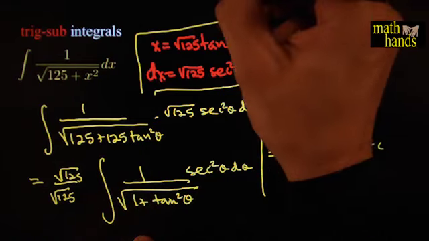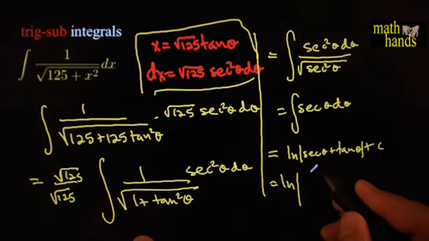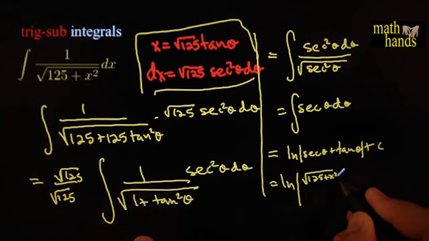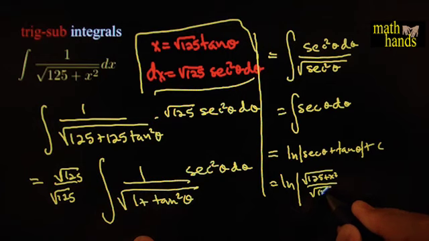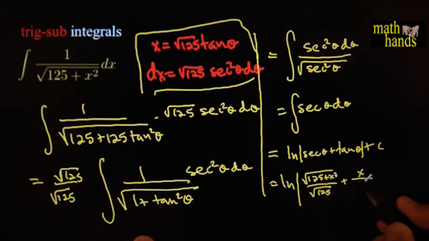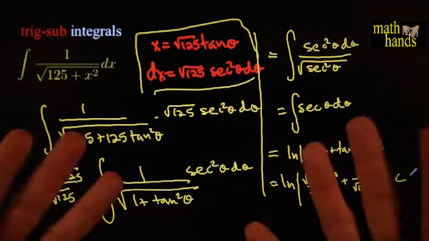This would be equal to ln secant. Secant theta was the square root of 125 plus x squared all over the square root of 125. Plus tangent. Tangent was x over the square root of 125, plus a constant. There it is. As easy as it sounds, that's all you got to do.